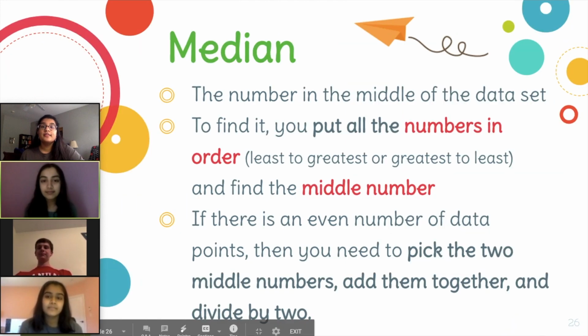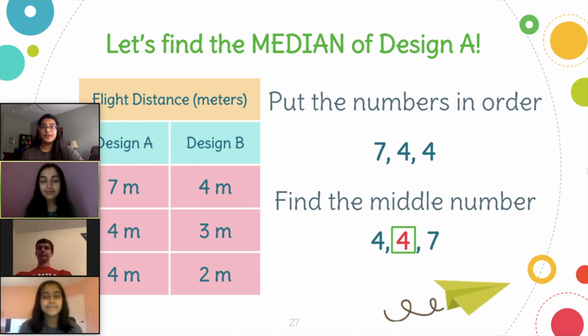Then for median, the median is the number in the middle of the data set. And in order to find it, you put all the numbers in order from least to greatest and find the middle number. Even if there is an even number of data points, you would need to pick the 2 middle numbers, add them together, and divide by 2. So kind of how you got the mean. So let's find the median of design A. For design A, we put the numbers in order. So 7, 4, 4, or if you want to do least to greatest, that works as well, 4, 4, 7, and you find the middle number, which is 4.